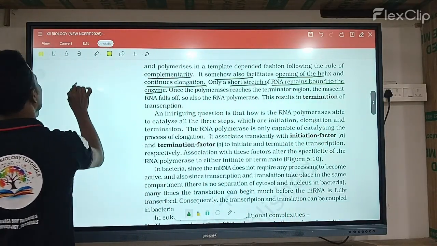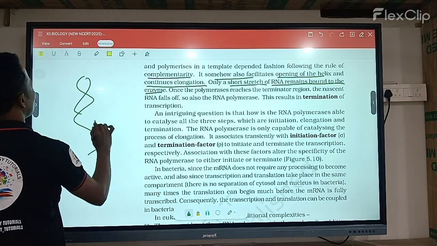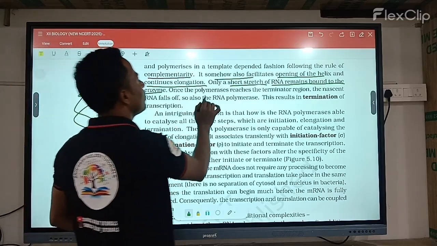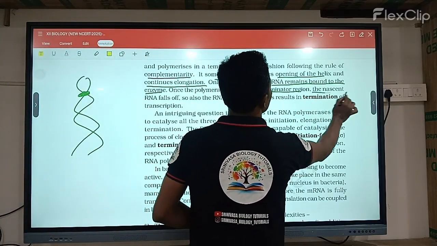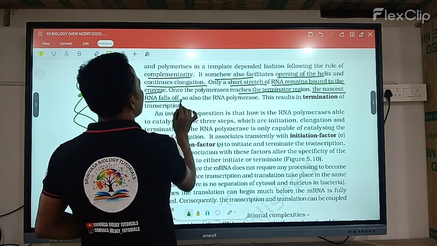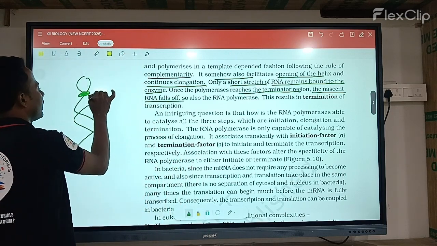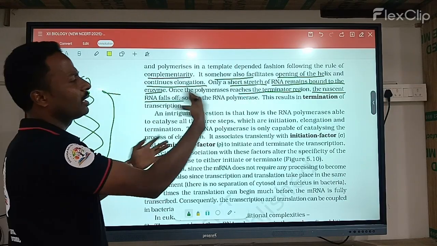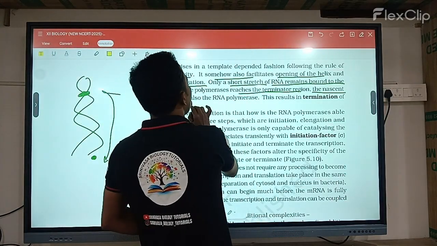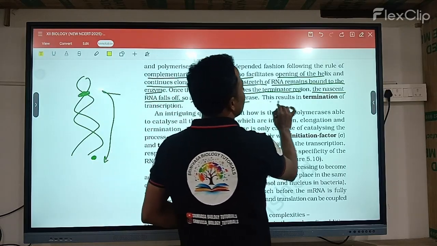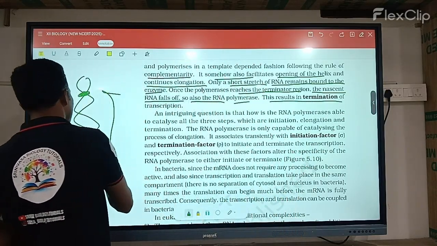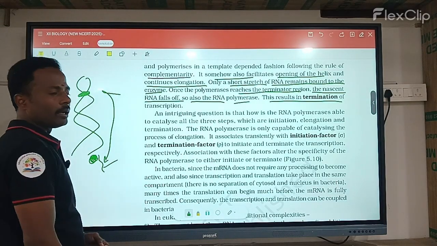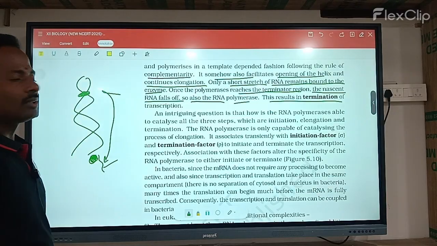So for example, at any one site they start binding, and once the polymerase reaches the termination region, the nascent RNAs follow. After they reach this region, the RNA falls down, and so also the RNA polymerase, which results in termination. So when the synthesis takes place and they get a matured mRNA, this is completely the process of termination.